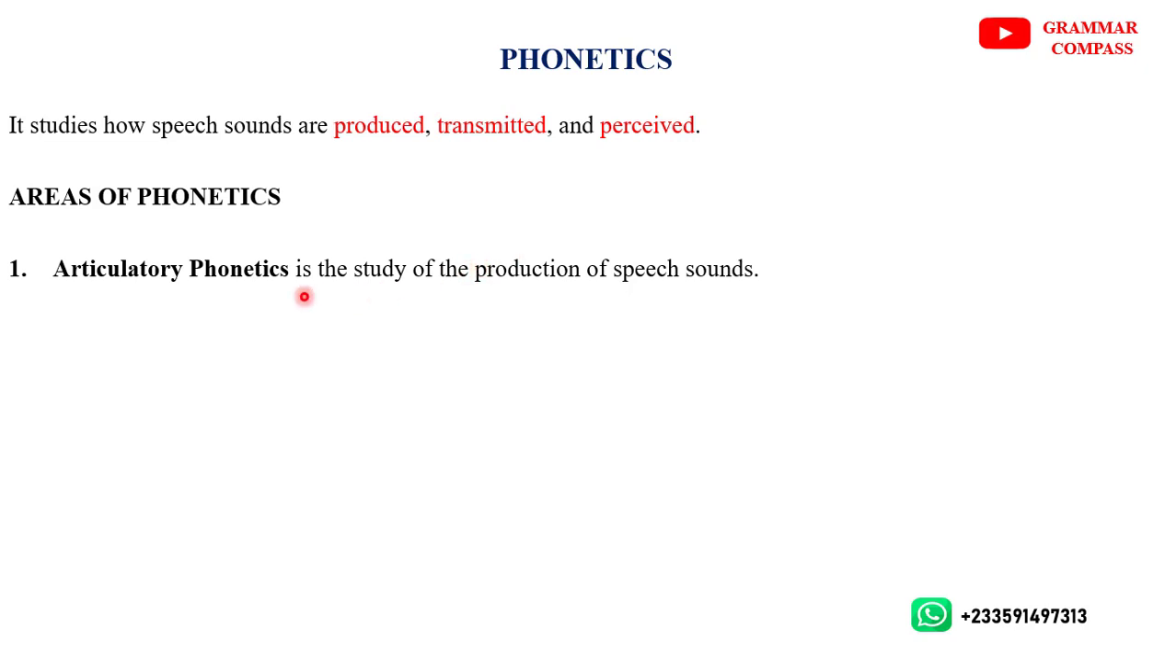First of all, we have articulatory phonetics. This is the study of the production of speech sounds. Here, we are focusing on how we produce sounds. So the movements of our lips, the movements of our tongue, the vibration of the vocal cords, and other parts of our speech organs. So articulatory phonetics deals with the production of speech sounds.